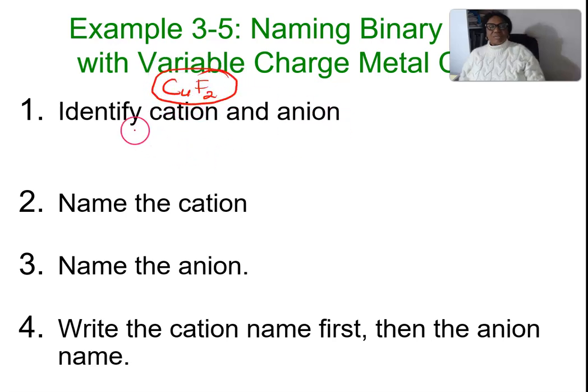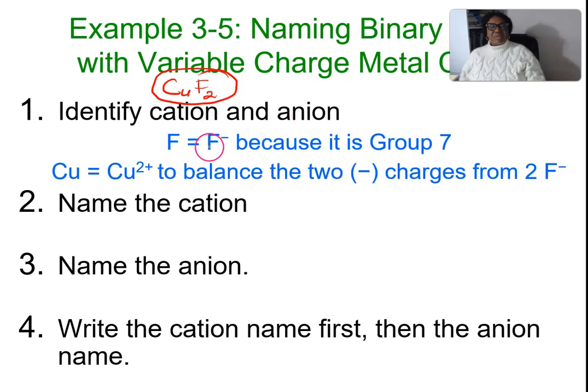So here we have this compound. We want to use that. So identify the cation and the anion. The anion is F-, it's in group 7. So the cation is copper +2, because we have 2 minus charges from the two F-.